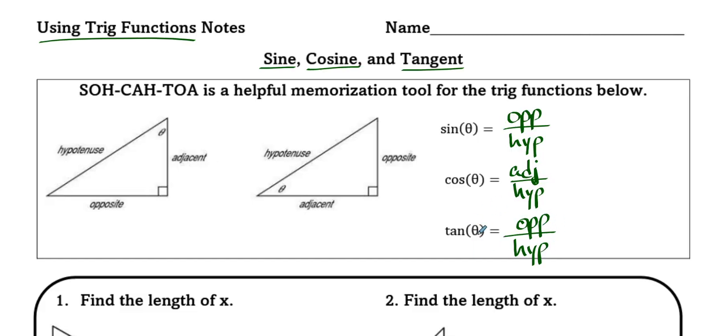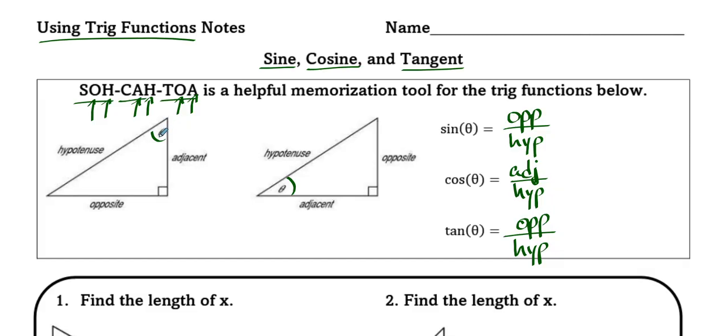Given two pieces of information here, we can find the third piece of information. An easy way to remember this is SOHCAHTOA. Sine is opposite over hypotenuse, cosine is adjacent over hypotenuse, and tangent is opposite over adjacent. So you might hear people say SOHCAHTOA just to help you remember the two sides that are being related by that trig function. And remember, it's going to change based on our angle of reference.